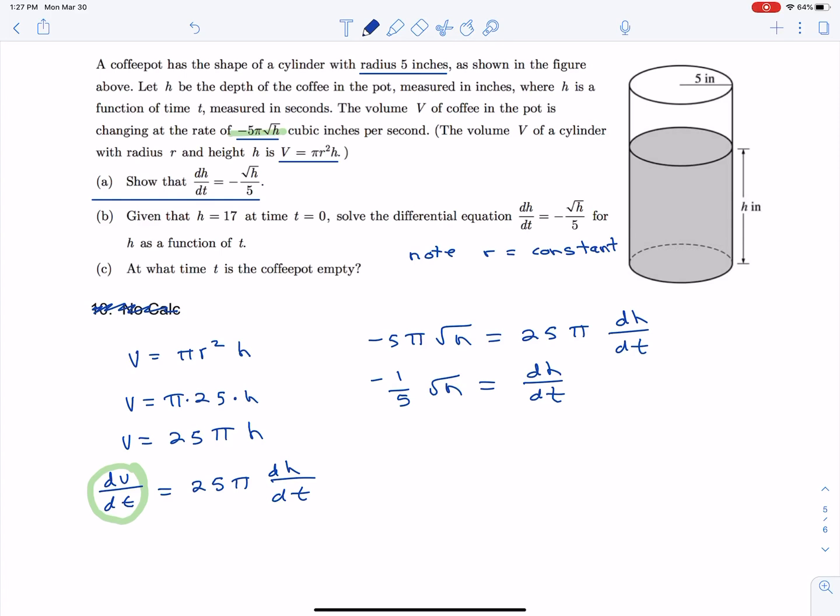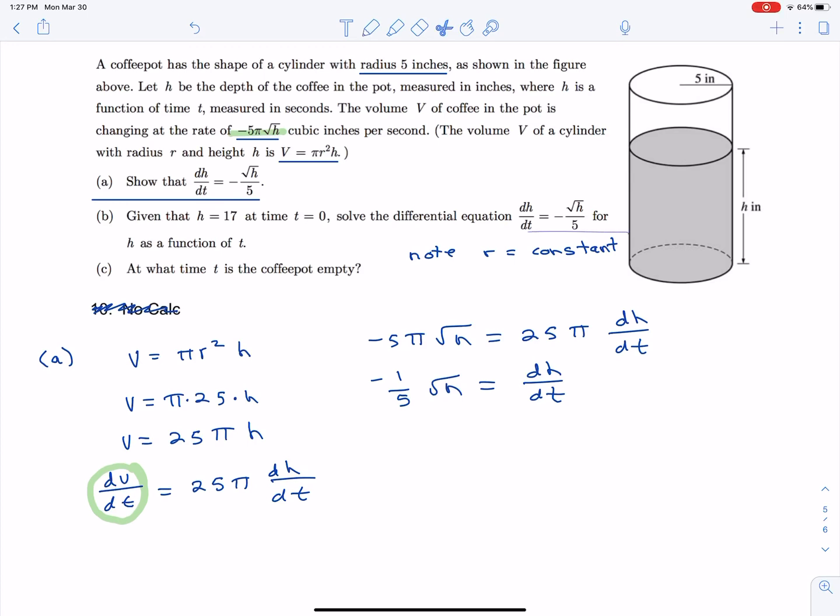The next thing they tell us is we have this function, given that h equals 17 when t equals 0. We're supposed to solve the differential equation that they gave us for h. That means we're going to write h equals blank. We have done this quite a bit already, I think you guys would agree, in the last few problems. So let's go through and do that here.